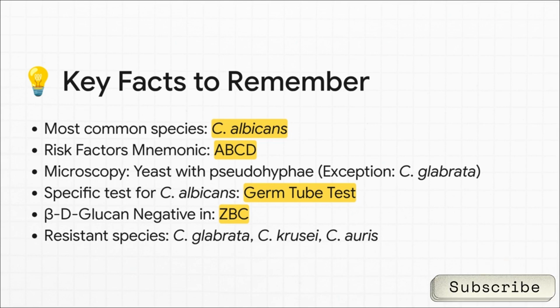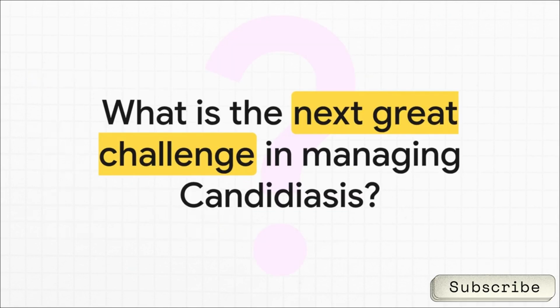What do you see on the microscope? Gram-positive yeast with pseudohyphae, unless it's C. glabrata. What's the specific test for albicans? The germ tube test. When is that beta-D-glucan assay negative? ZBC. And which are the big bad resistant species? Glabrata, cruzi, and that scary one, auris. Got it? Good. And there you have it, your complete exam-ready guide to candidiasis.